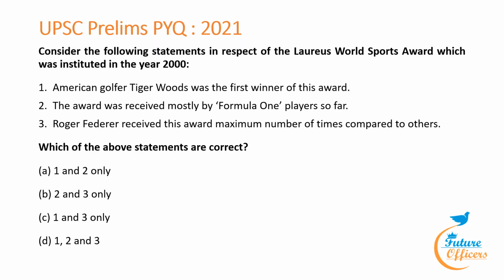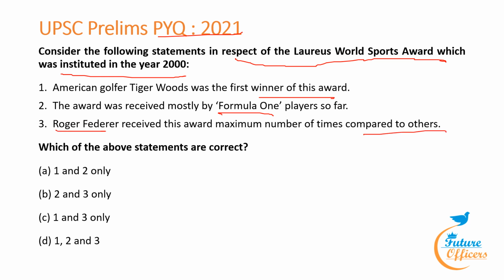So, with this, we have the UPSC prelims question which was asked in the previous year 2021. Consider the following statements in respect of the Laureus World Sport Award, which was instituted in the year 2000. One, American golfer Tiger Woods was the first winner of this award. Two, the award was received mostly by Formula One players so far. Three, Roger Federer received this award the maximum number of times compared to others. Which of the above statements are correct? So the answer is C. Only the first and third statements are correct.